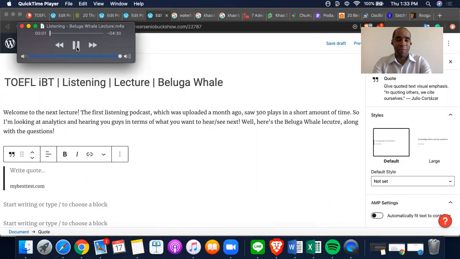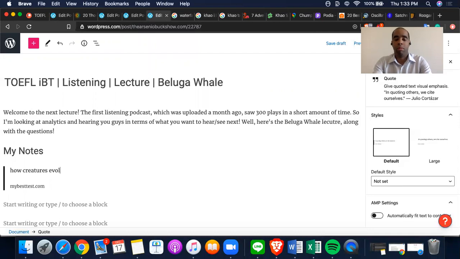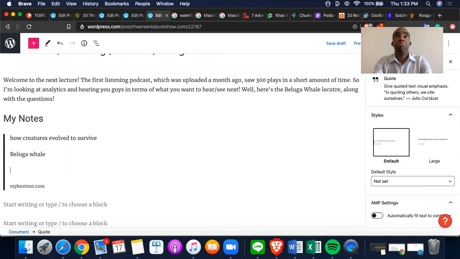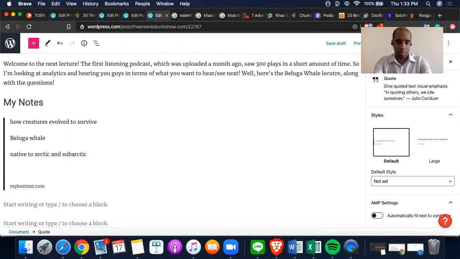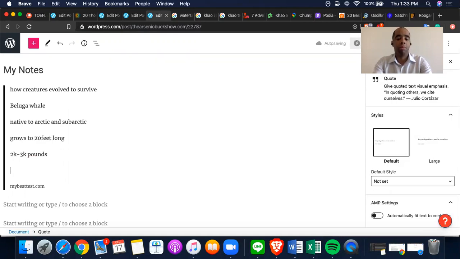Let's get into this. This lecture series, we've been looking at how different creatures have evolved in order to withstand the extreme conditions of the environment that they live in. We're going to continue this train of thought today by looking at the beluga whale, which is native to Arctic and subarctic regions. Here's a picture of it so that you can recognize the creature that I'm talking about. It grows to around 20 feet long, and it weighs something in the region of 2,000 to 3,000 pounds. And one of the first adaptations that we notice is its all-white color, which serves to camouflage it in the icy environment, protecting it from predators such as polar bears and killer whales.